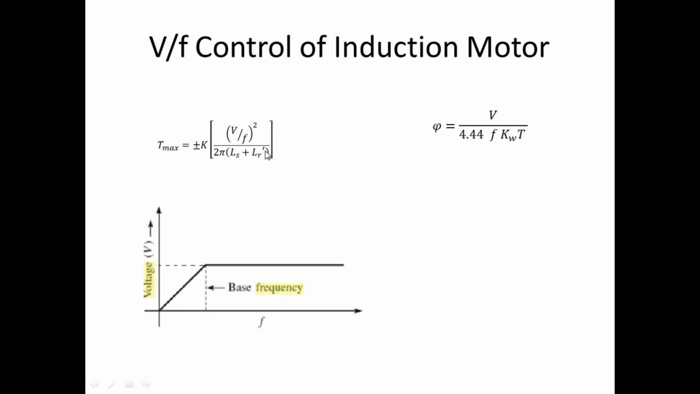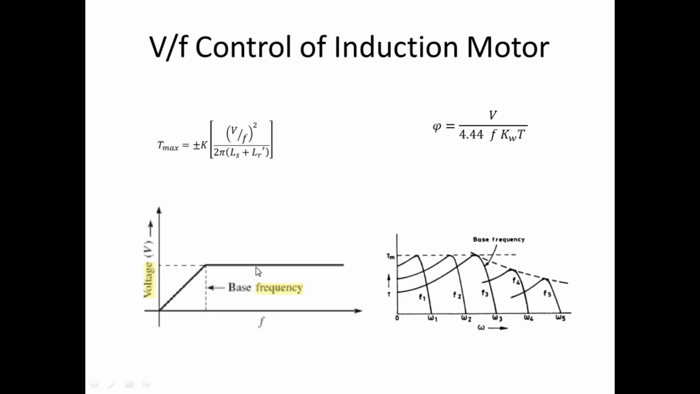So we can obtain this control only in this region, below the rated voltage and rated frequency. In this region, we are keeping V by F constant, and we are getting T max and flux as constant. Beyond that, only frequency is varied. So it is only frequency control. So T max will be decreasing and flux will be decreasing. So we will be obtaining the speed-torque curve like this.